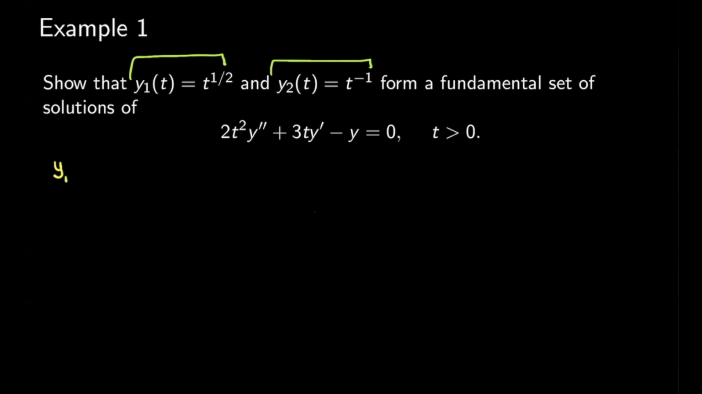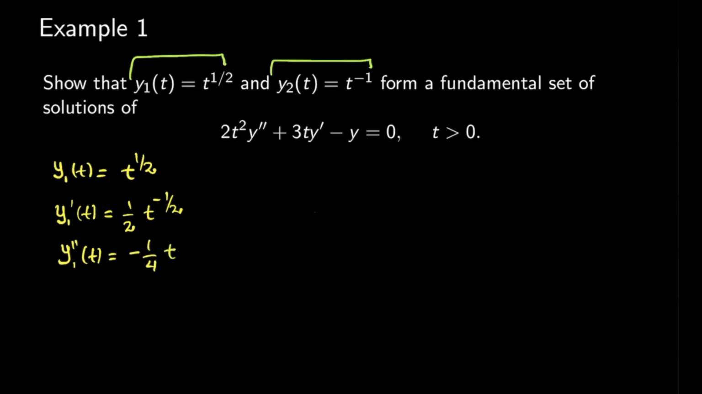If we want to check that y1 is a solution of this differential equation, first we need to calculate y prime and y double prime. So y1 prime of t is equal to 1 half t to the power minus 1 half, and y double prime of t will be minus 1/4 t to the power minus 3 half. So these are the two derivatives. Then we will plug these derivatives into the differential equation.